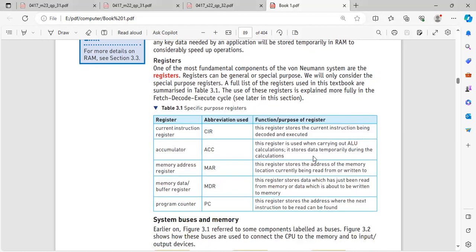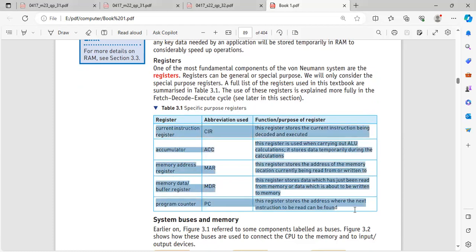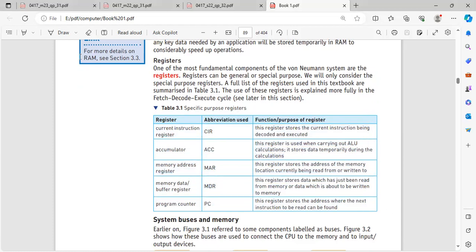Okay, after reading this, we can end the class. Go through this table. Have you gone through the table?